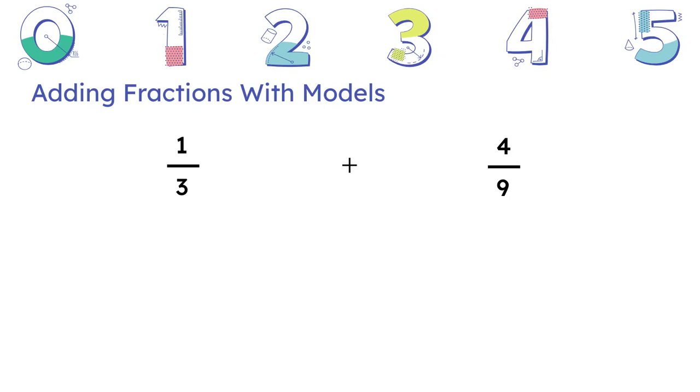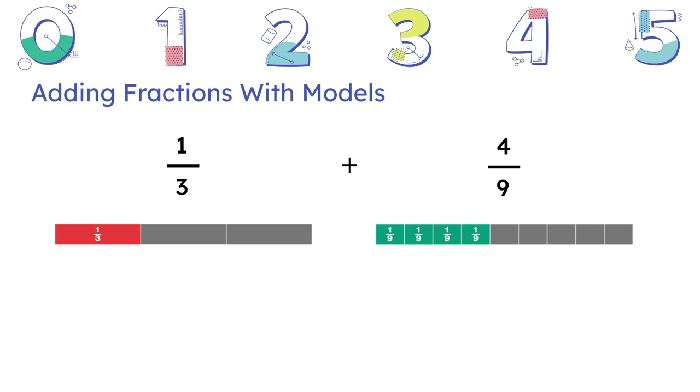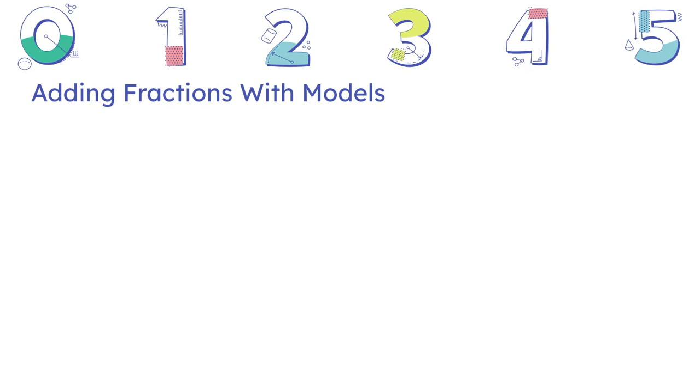Let's try a different question with different models this time. Here we're asked to find the sum of 1/3 plus 4/9. Let's model that with fraction bars. We can see that our pieces aren't the same size again, so we'll have to try to break that 1/3 piece into some smaller pieces in order to make this work. What size pieces should we break the 1/3 piece into so that we can solve this problem? Did you say 9ths? If so, give yourself a nice pat on the back for getting the answer right.